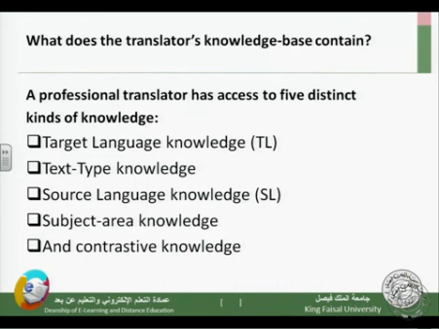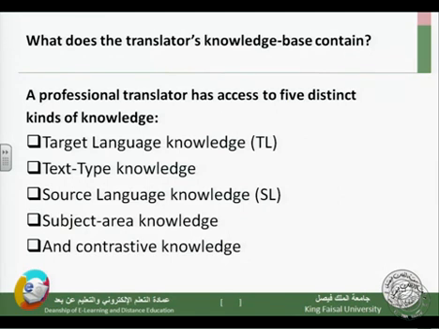It means English. Now, the text type knowledge, the text type, what kind of text is it? Is it literary or technical or legal? So you need to have knowledge of the type of text. Then you have to know the source language knowledge. In other words, you are an Arab, then in this case you have to have knowledge of the Arabic language, the source language knowledge. If you want to translate from Arabic into English, and Arabic is the source language and English is the target language.